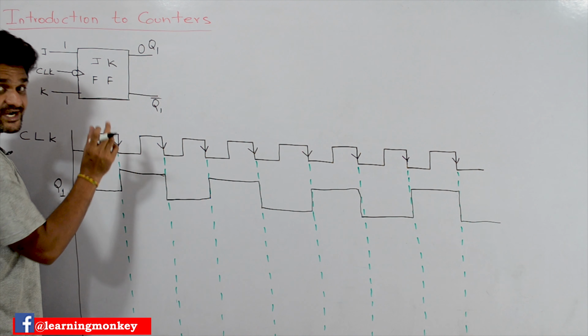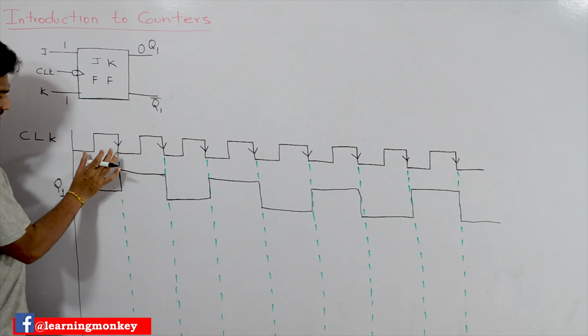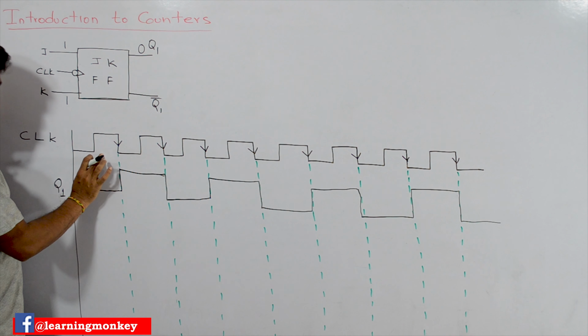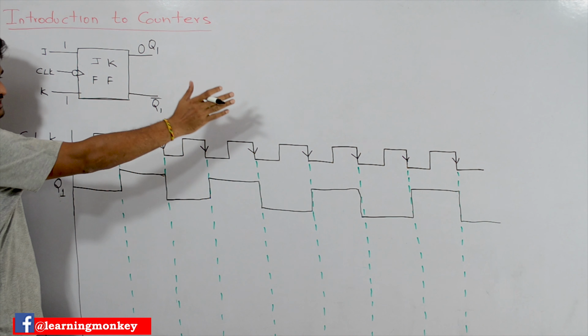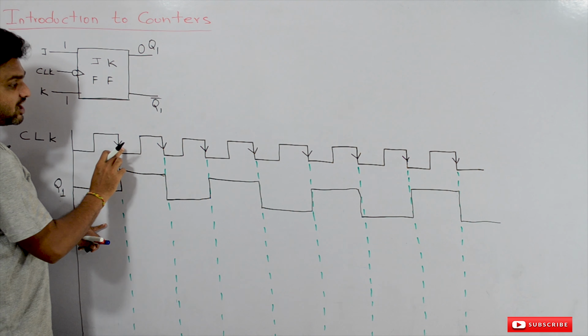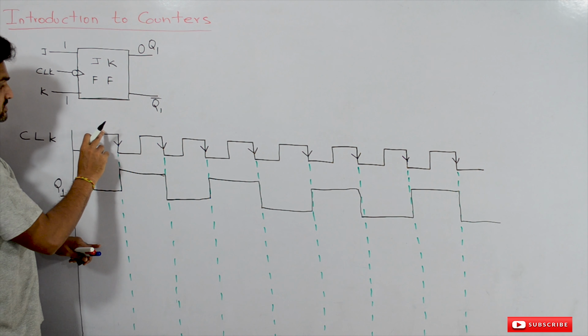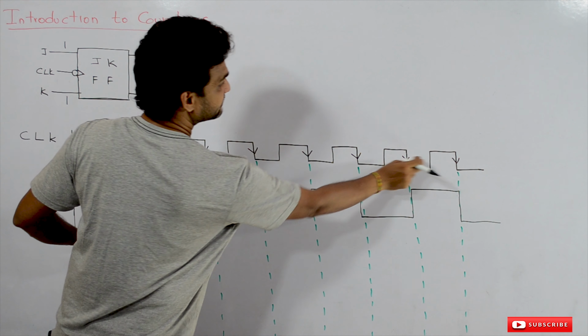It is dividing the clock frequency by 2. See here, for every 2 clock cycles, which means this entire clock cycle has been divided into 2. What does that mean? Here, how many clock cycles are there? 8 clock cycles are there. See here, 1 2 3 4 5 6 7 8.